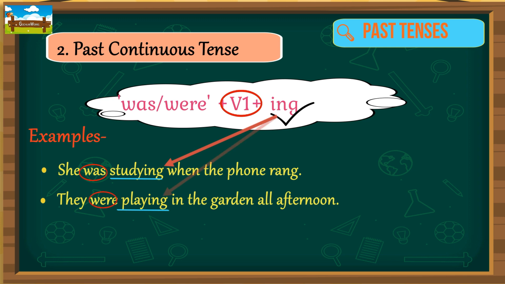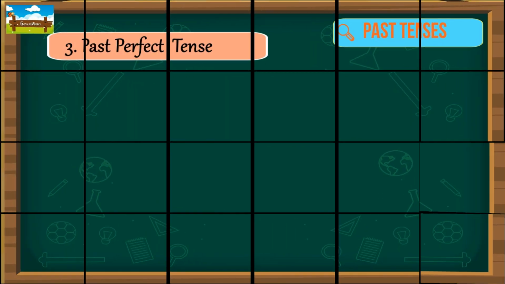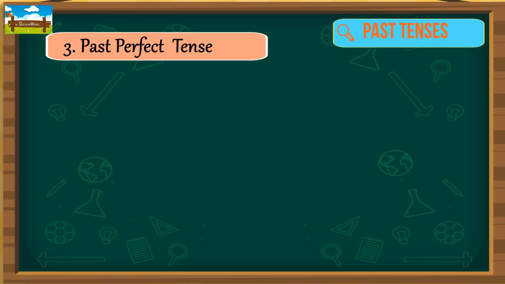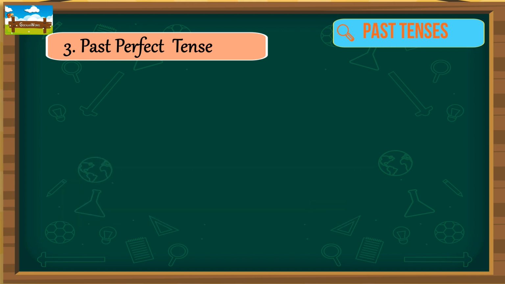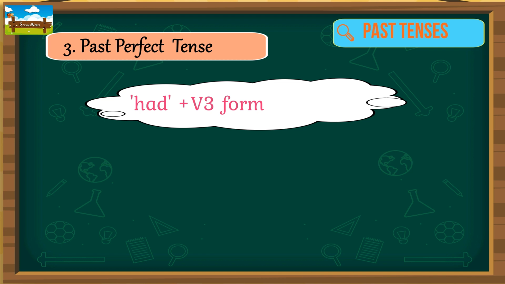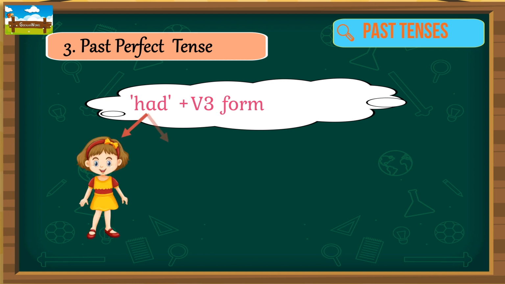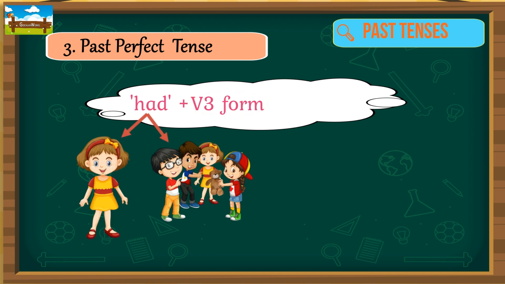play followed by ing. Continuing to the next, let's talk about the past perfect tense. Given your understanding of perfect tense, past perfect indicates that an action was completed in the past. Just as in the present perfect tense where we use has or have with the third form of the verb, in past perfect, we use had with both singular and plural subjects, followed by the third form of the verb.